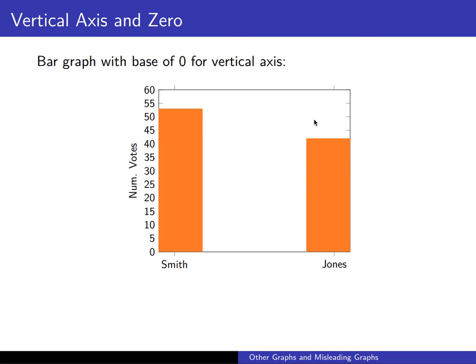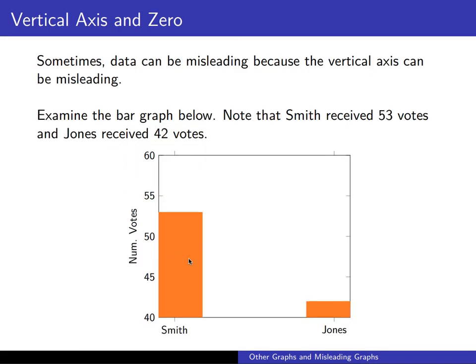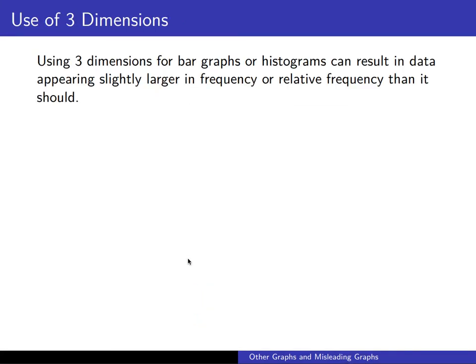So again, when you're graphing bar graphs, histograms, and the like, try to keep your vertical axis starting at 0, because otherwise you could really mislead the reader into drawing false conclusions. The use of 3 dimensions for bar graphs and histograms can result in data appearing slightly larger in frequency or relative frequency than it should.